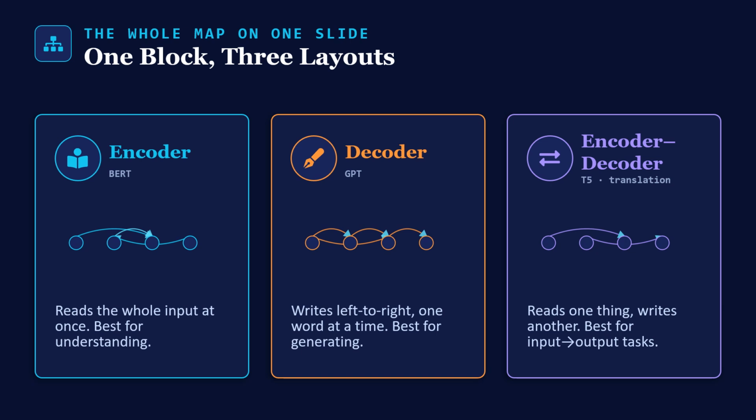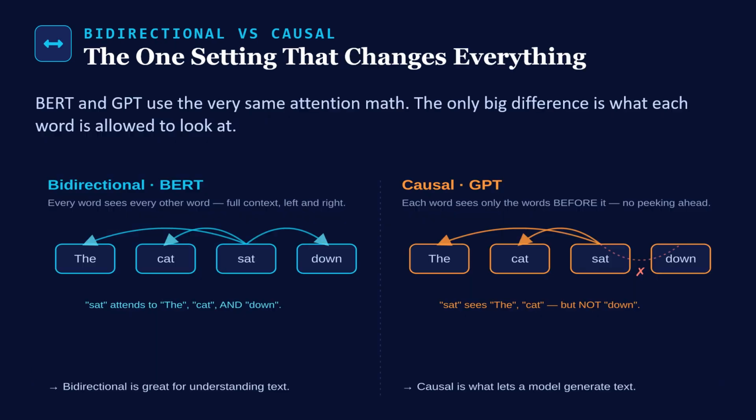Notice the little arrow on each word. They show what each word is allowed to look at. That teeny difference is what we'll zoom into next. Here is the part that surprises people. BERT and GPT use the exact same attention math. The only big difference is what each word is allowed to look at.